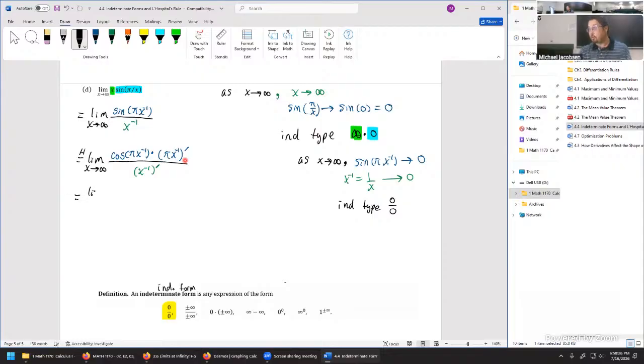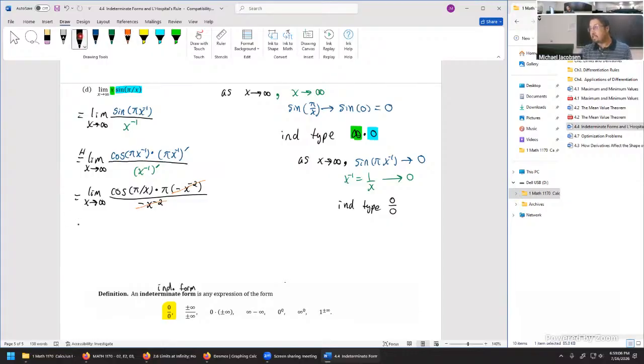We can now say that this is equal to the limit as x tends towards infinity of cosine, I'll rewrite this as pi over x like before, times, you can use a constant multiple rule, I write this as pi times the derivative of x power -1, which is negative x power -2. And same derivative of x power -1 is negative x power -2. And that means there's an amazing cancellation on this. The negative x power -2 terms are just gone.